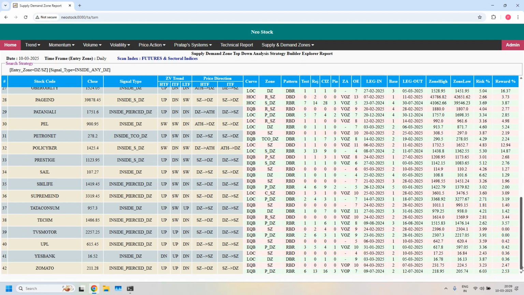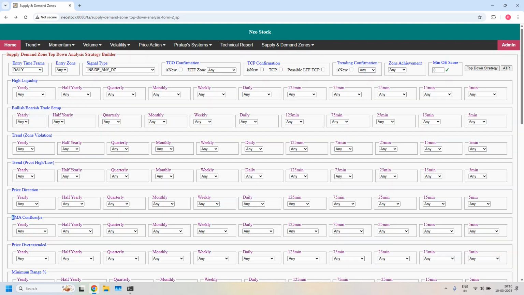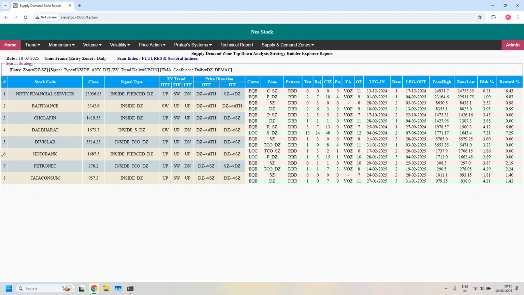(42) stocks. We can further filter daily demand zones having daily EMA Confluence. And trend on the daily should not be sideways. It can be up or down. So we got 8 stocks. These 8 daily demand zones are having daily EMA Confluence.